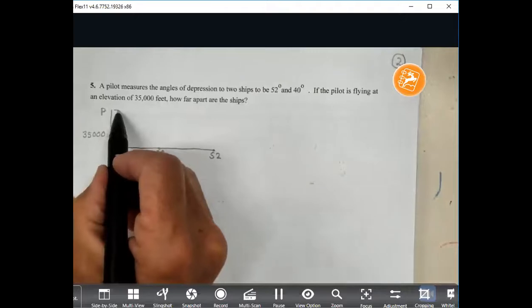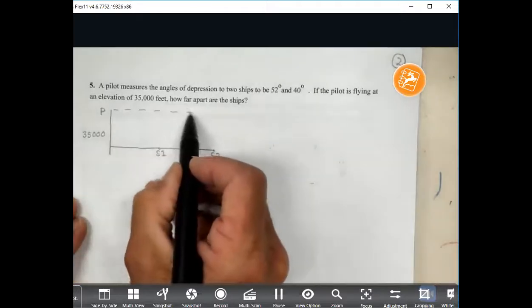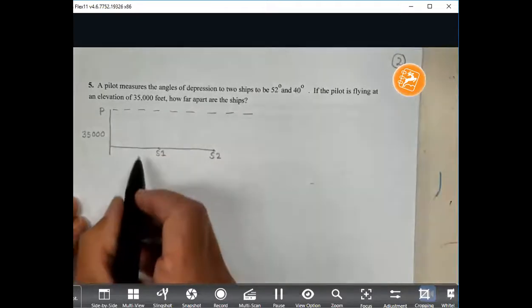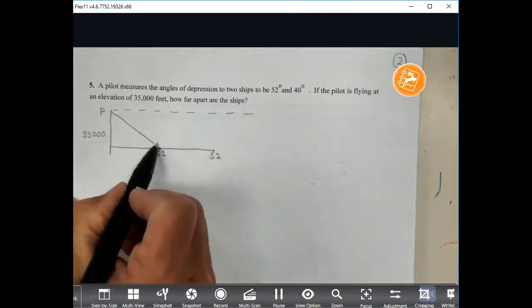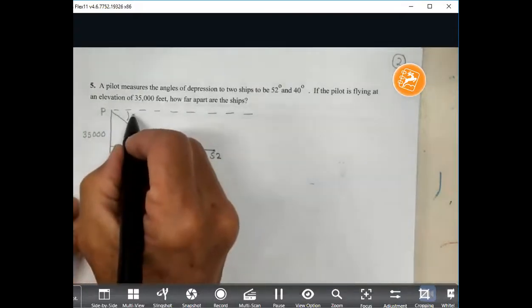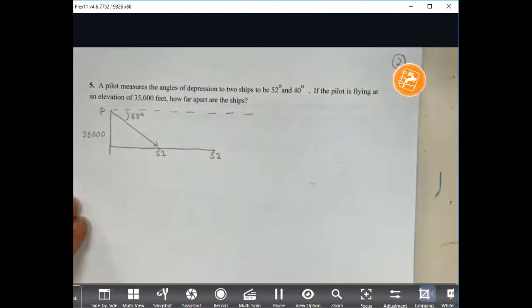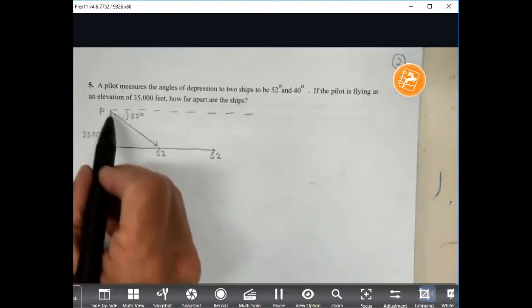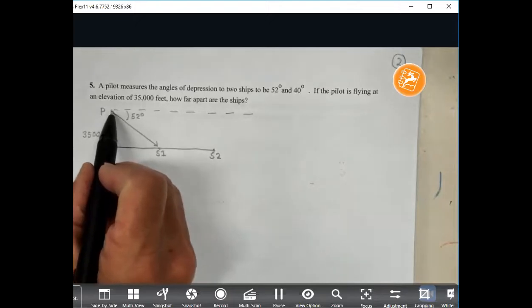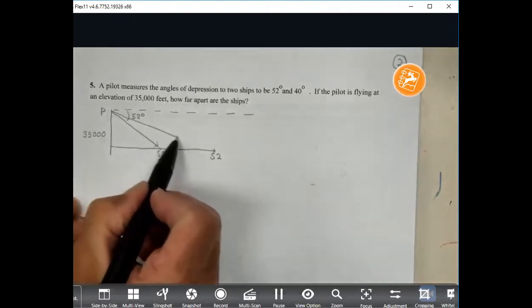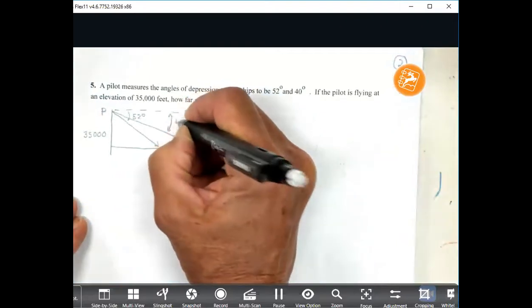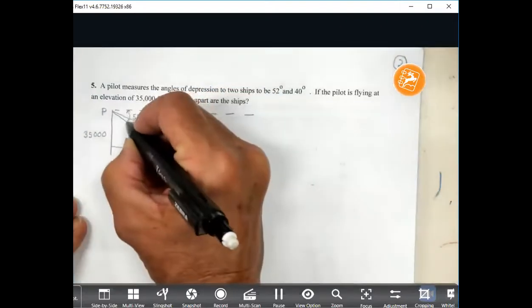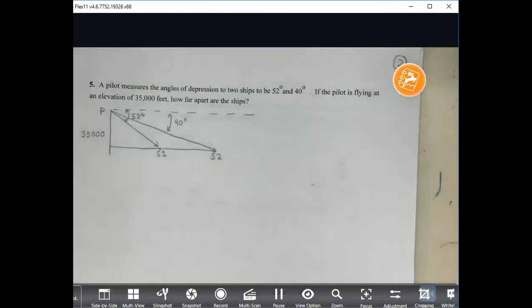The angle of depression is measured from the horizontal. So to one ship, it's 52 degrees. That's the angle measured from the horizontal. So here's the 52 degrees right here. And then to the other ship, it's 40 degrees. And so let me draw this line here. And this angle is the 40-degree angle. So 52 is the bigger one. 40 degrees goes to ship number 2.